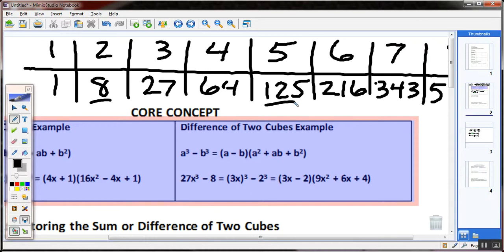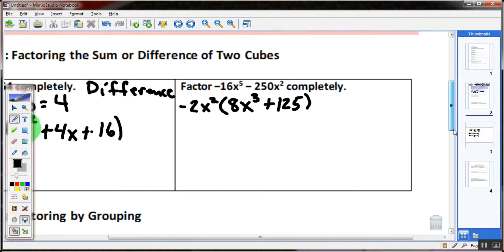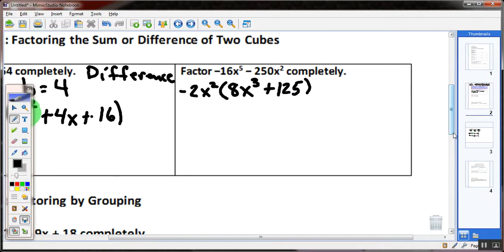So sometimes, kids, you might get into a situation and say, okay, I don't know how to use the cube rules right here. I might have to take something out before I can apply it. So the part in parentheses now is the part that we're going to try and break down even further, because 8x cubed is a perfect cube and 125 is a perfect cube. So kids, take a look at your chart.